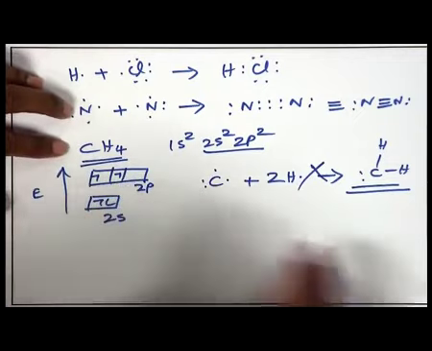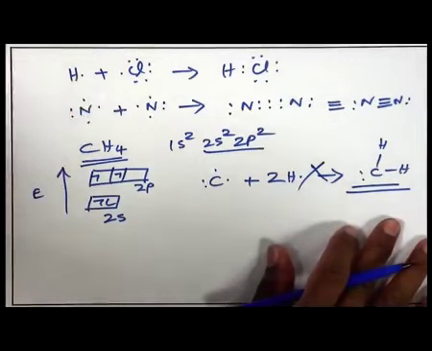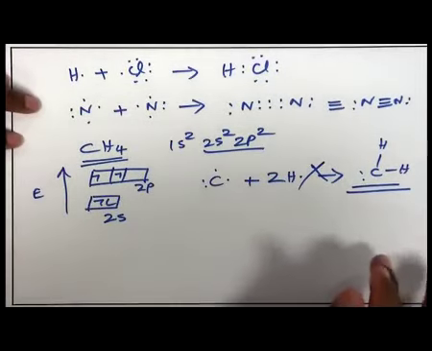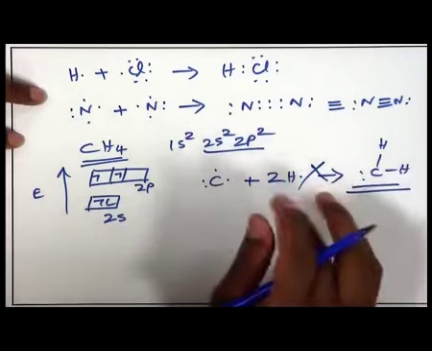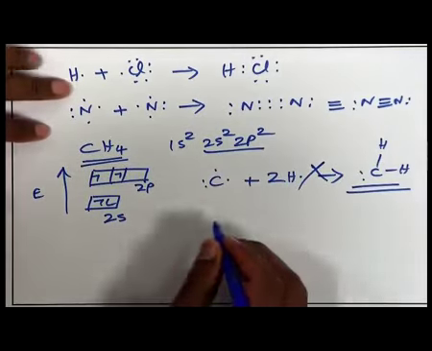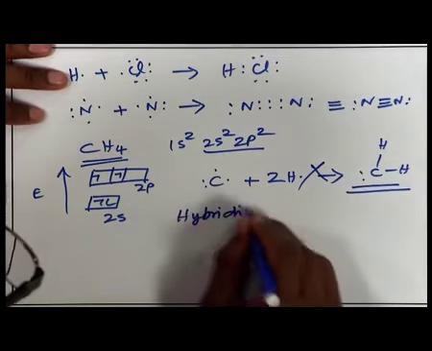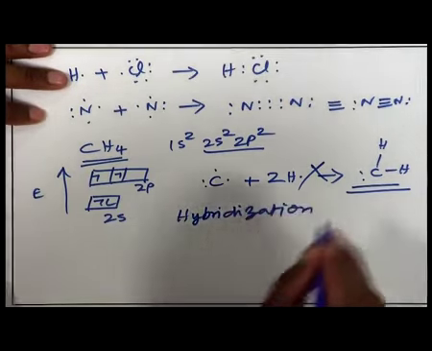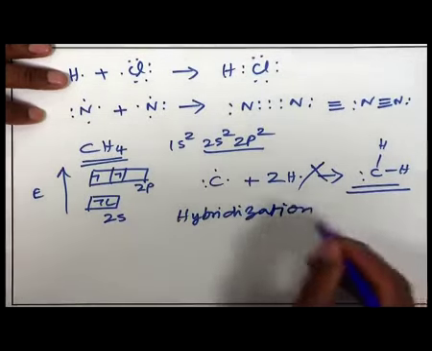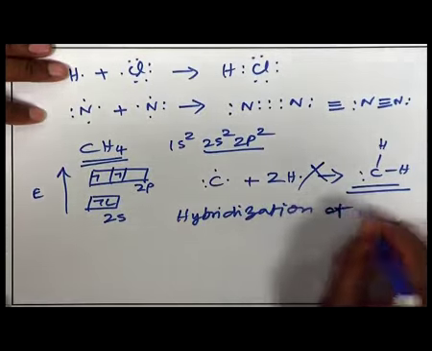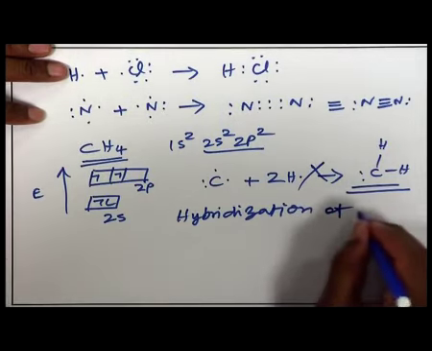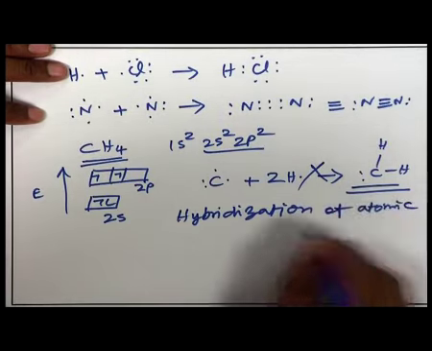How is it possible? You have to introduce another concept. That concept is called the hybridization concept: hybridization or mixing of atomic orbitals. So, let us see how to do a hybridization.